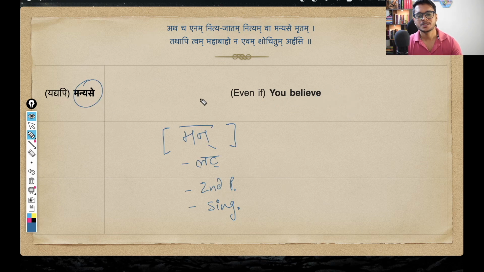And this form is coming from the dhatu, man dhatu. Again, man dhatu means to think, to believe, to realize in that sense. And this particular dhatu is being modified using lat lakara and second person, that is Madhyama Purusha. Why? Because the listener is associated with this action. And then singular, ekavachanam. And since this particular dhatu is an Atmanepadi dhatu, in all these three properties it takes the form manyase. Okay, that you think, you believe. So I hope this is clear.